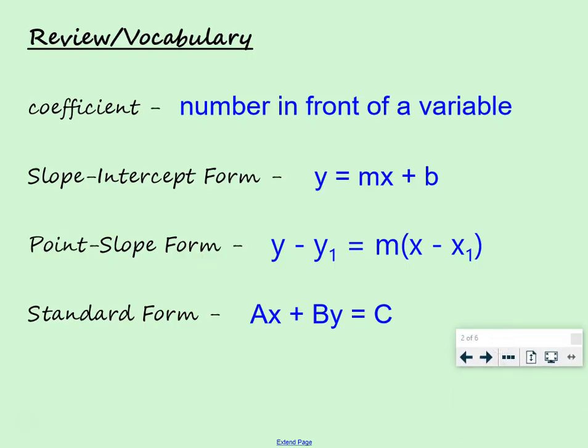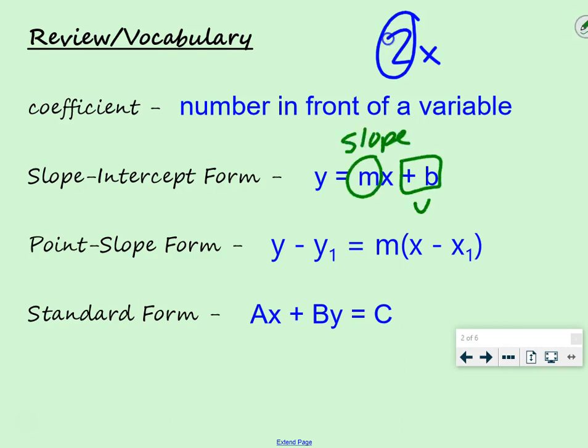Review / vocabulary. Coefficient: the number in front of a variable. So like 2x, 2 is your coefficient. Slope-intercept form: y equals mx plus b, where m is your slope, b is your y-intercept. Point-slope form: y minus y1 equals m times x minus x1. And the new one, standard form: ax plus by equals c. A is a number, b is a number, c is a number.